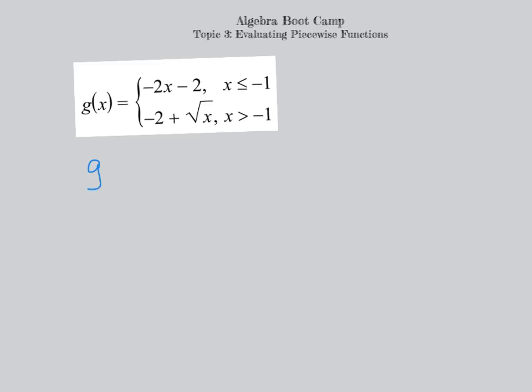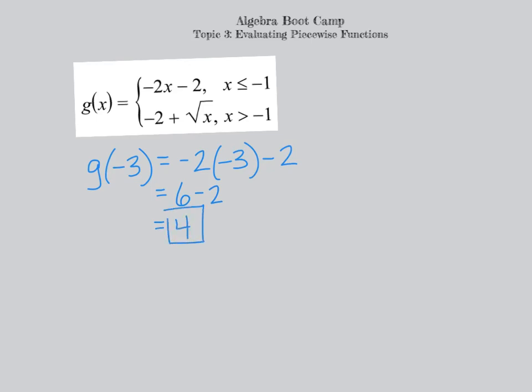Let's say we're asked to find g of -3. All right, -3 fits in here because it's less than or equal to -1. Therefore, we're going to plug in -3 to this top function, just like we know how. When we evaluate, we'll get -2 times -3, which will give us 6, minus 2, which is 4.